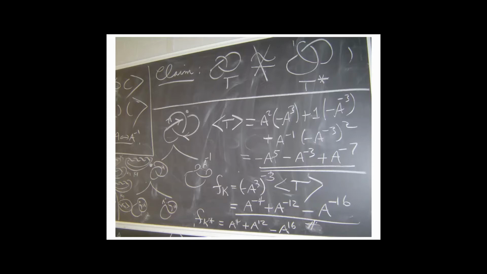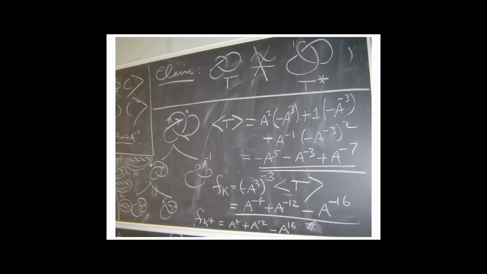Adding all that up, we get minus A to the 5th, minus A to the minus 3, plus A to the minus 7 for the raw bracket of the trefoil knot. And then we multiply by minus A cubed to the negative writhe, and that's 3, and we get A to the minus 4 plus A to the minus 12 minus A to the minus 16. There is the fully invariant polynomial for the trefoil knot.